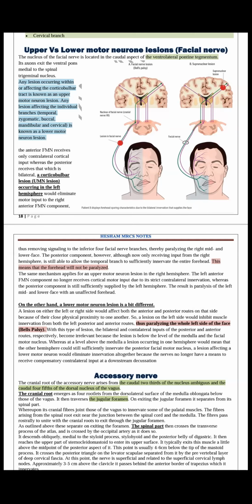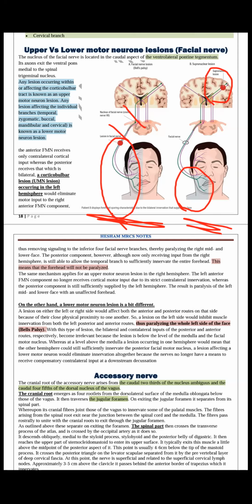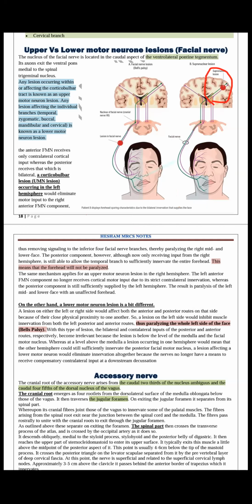So focus on this page. Once you have a lesion here, you will have contralateral lower face paralyzed. While when I have a nuclear or below lesion, I will have the ipsilateral half of the face paralyzed. How to differentiate between lower motor and upper motor? You will be able to raise the eyebrow in upper motor, not in lower motor. This is all you should know about the facial nerve.